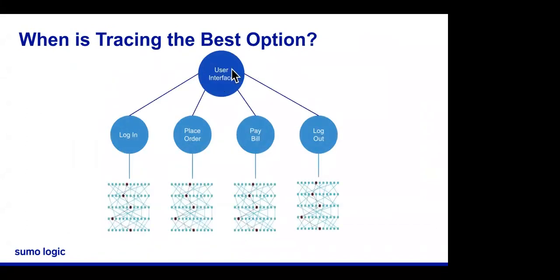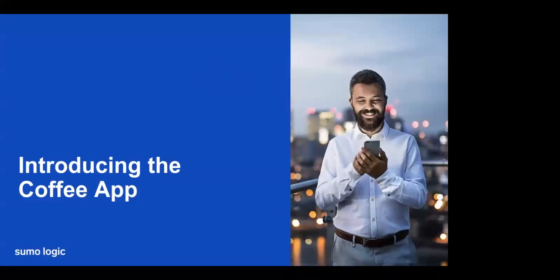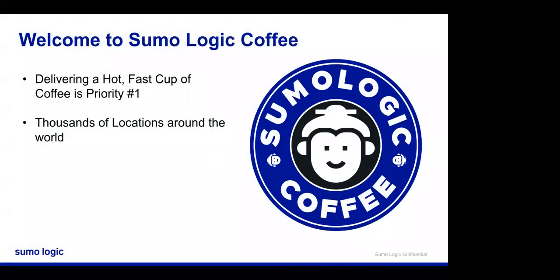So as I said before, when I log in, there's a certain path that I might have. When you log in, you may take a different path. When we place orders, again, we'll have a specific path. We pay our bill, we log out. And we want to be able to see where we go from point A to point B to point C to point D. So for this, we're going to use the fictitious company again of Sumo Logic Coffee.